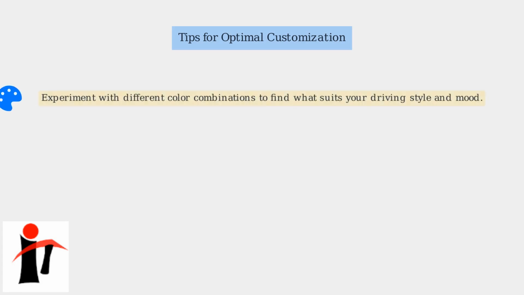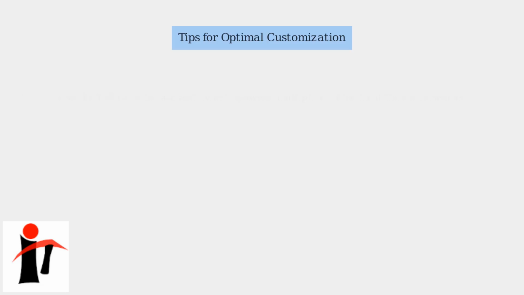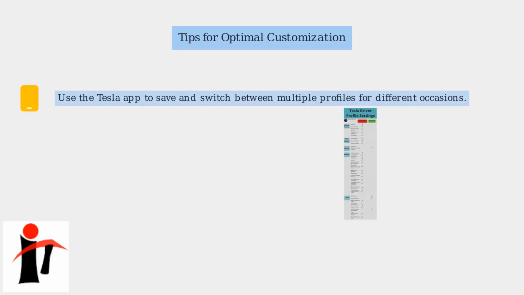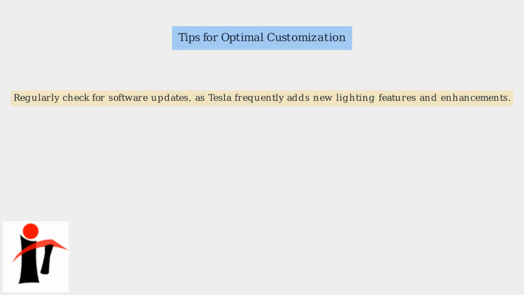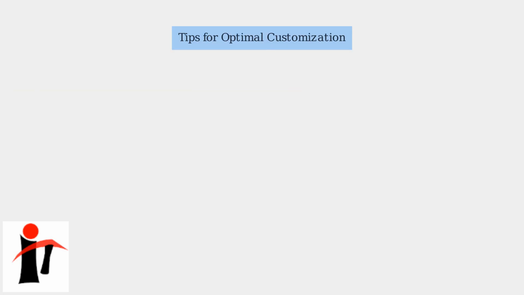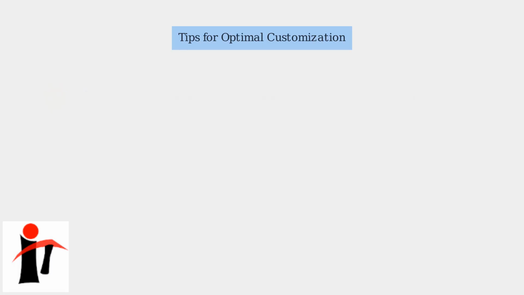Experiment with different color combinations to find what suits your driving style and mood. Use the Tesla app to save and switch between multiple profiles for different occasions. Regularly check for software updates, as Tesla frequently adds new lighting features and enhancements. Be mindful of the brightness settings to avoid distractions while driving.